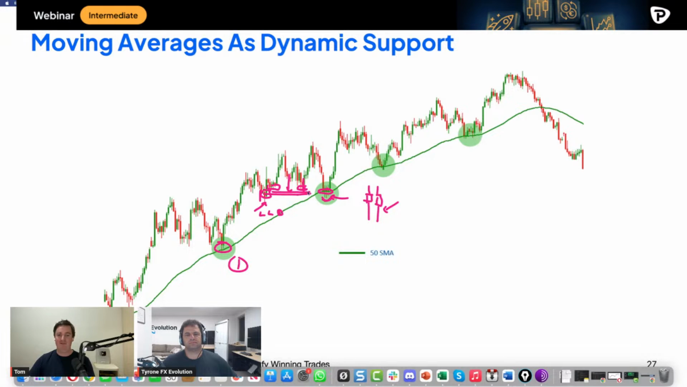So we hit a 50 SMA in this case. We hit a tweezer level, which then bounces up. This could be a 5-minute chart, could be a 10-minute chart, could be a 20. It doesn't really matter. Could be an hour, 2-hour, daily. It's the same strategy.